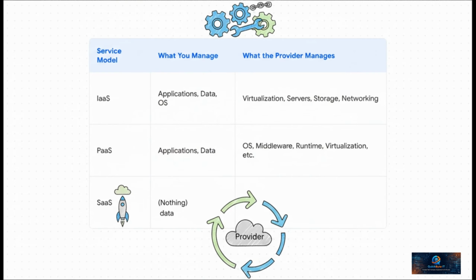With IaaS, you're managing almost everything yourself, right up from the operating system. With PaaS, the provider handles the OS and all the underlying stuff, so you just worry about your app and your data. And with SaaS, well, you manage pretty much nothing. The provider handles the whole shebang. It's all about how much control you want versus how much you want managed for you.